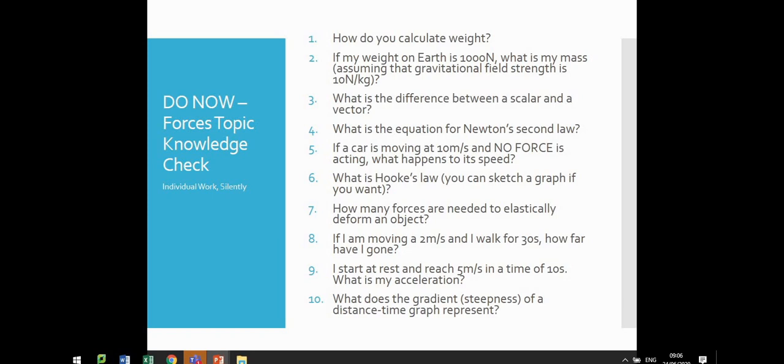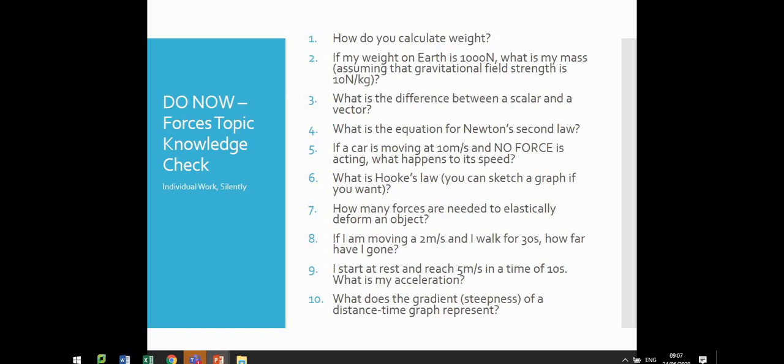5. If a car moves at 10 meters per second, but no forces act, I guess it's in space, what happens to its speed? Nothing. No force, no acceleration. What is Hooke's law? Hooke's law is from forces and elasticity. Force is proportional to extension. So it's a straight line through the origin. If you increase the force on the spring, then you increase its extension proportionally. How many forces are needed to elastically deform an object? 2 or more.